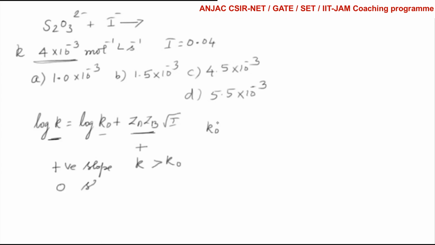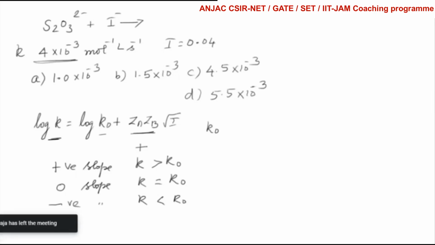Zero slope, K is equal to K naught. And negative slope, K is less than K naught. I have given this in terms of rate, and now I have given it in terms of the rate constant. Now in the problem given, the charges are minus and minus, therefore the slope is positive. Therefore K naught should be less than K.